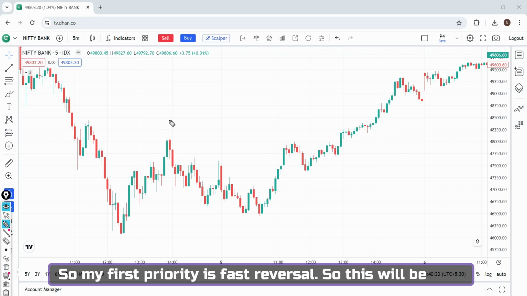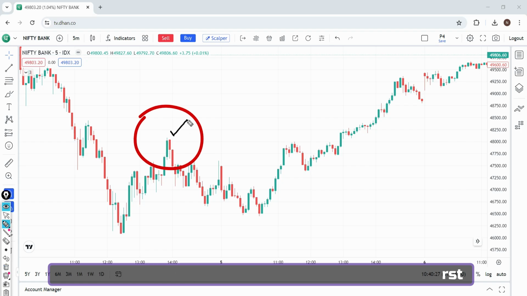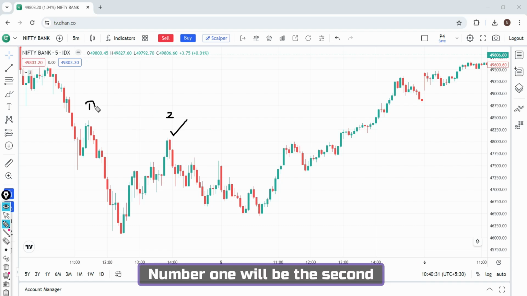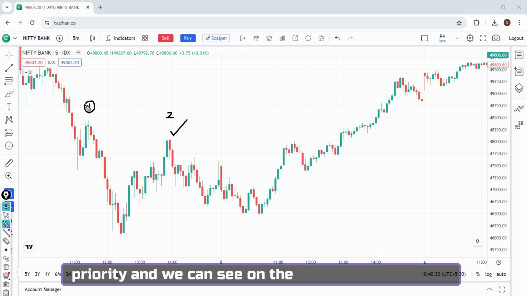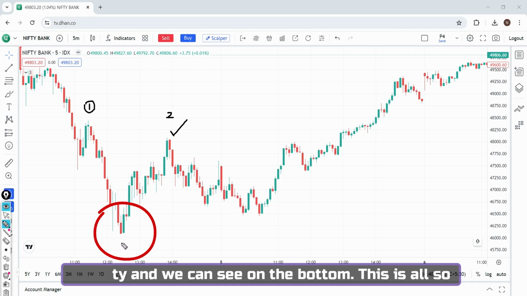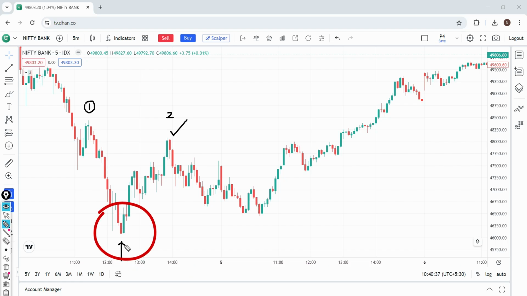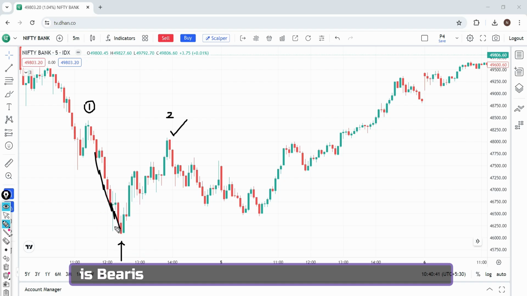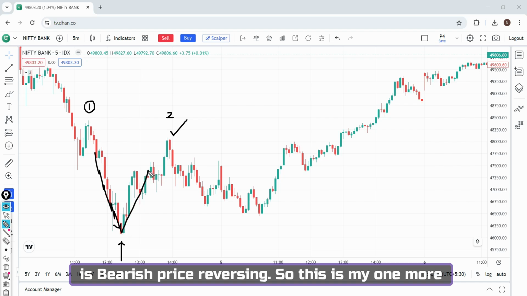So my first priority is fast reversal. So number two will be the first priority. Number one here will be the second priority. And we can see at the bottom, this is also a reference level. Fast reversal level. Why? The original direction is bearish and price is reversing. So this is one more priority level.